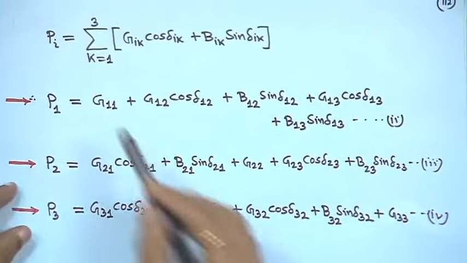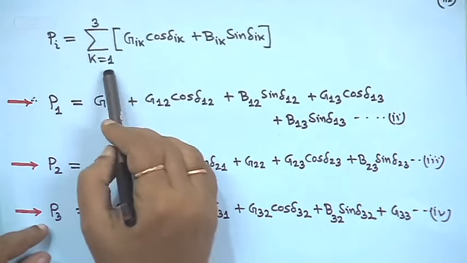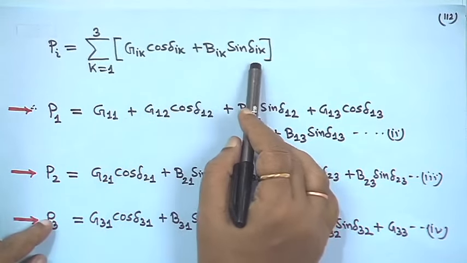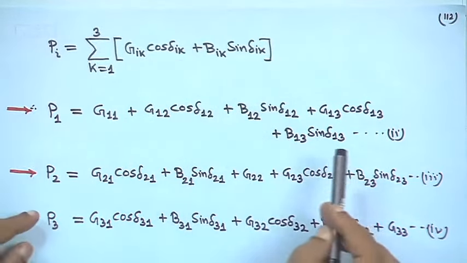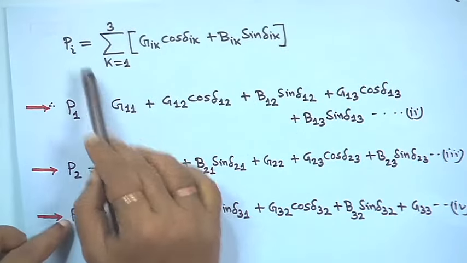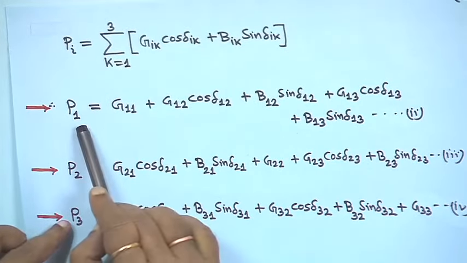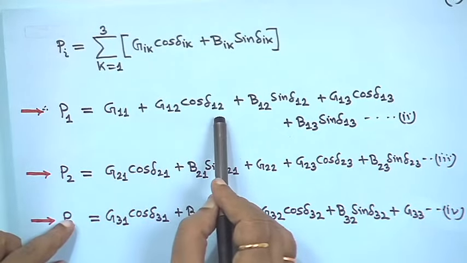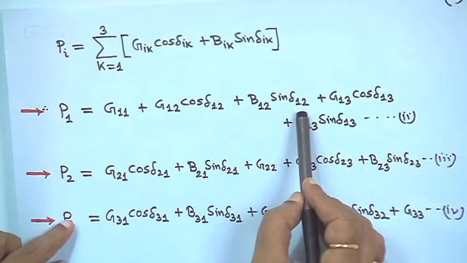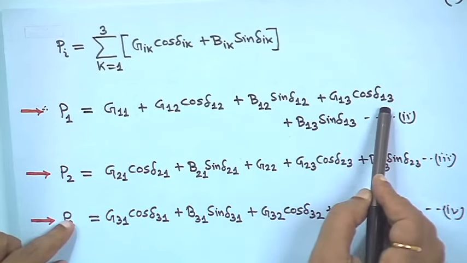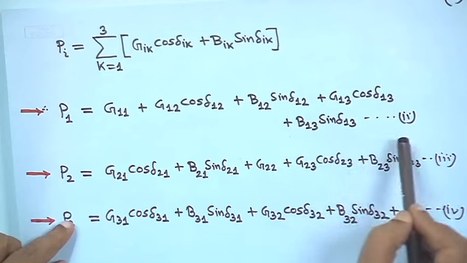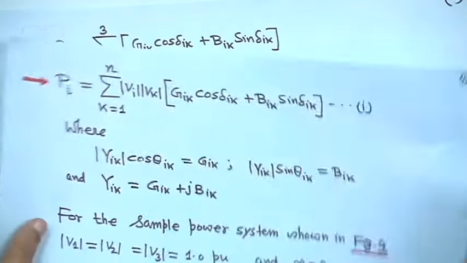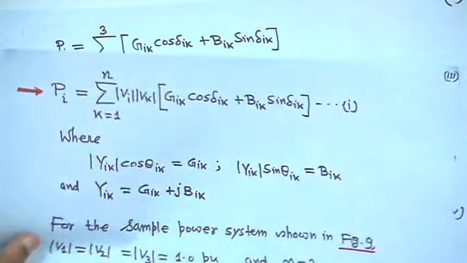Therefore, P i is equal to the sum for k is equal to 1 to 3 of g i k cosine delta i k plus b i k sin delta i k, right. Now, for i is equal to 1, you expand this equation. For i is equal to 1, you will get P 1. So, it will be g 1 1 plus g 1 2 cosine delta 1 2 plus b 1 2 sin delta 1 2 plus g 1 3 cosine delta 1 3 plus b 1 3 sin delta 1 3. This is, say, equation 2, because we have marked the earlier one as equation 1 here, right.